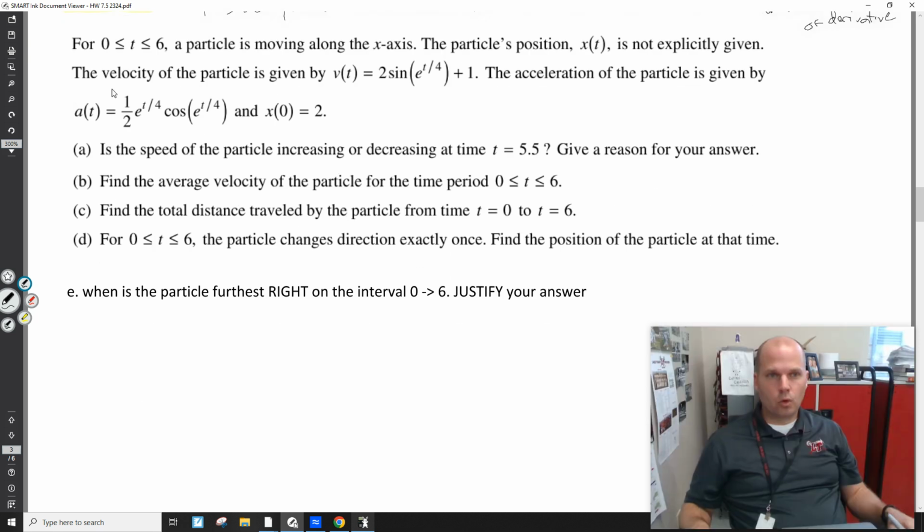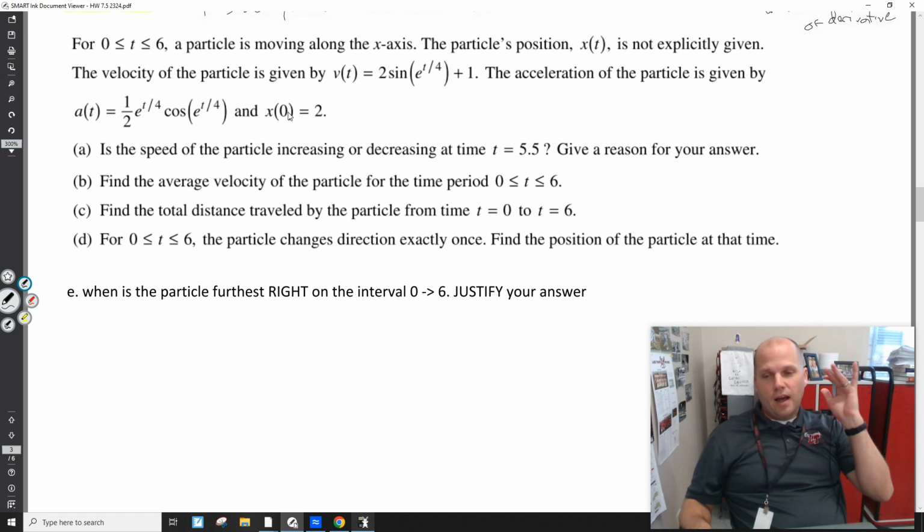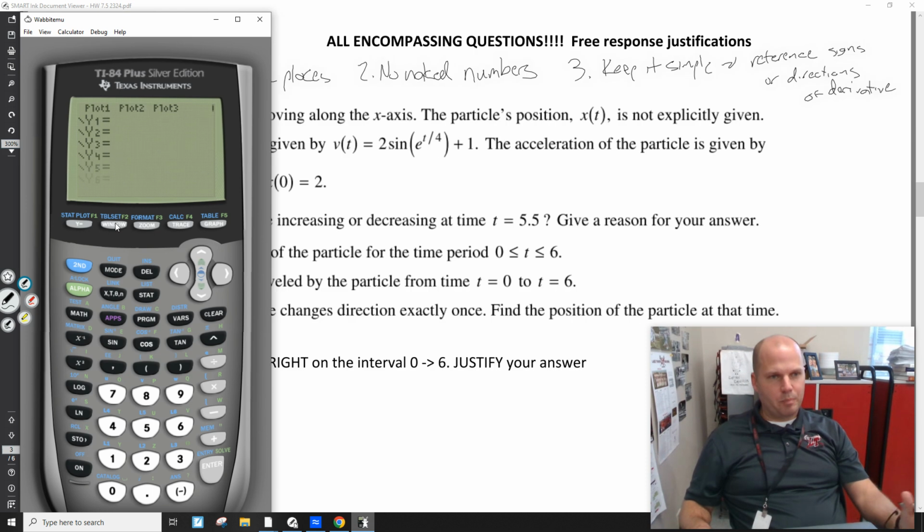Okay, we have interval 0 to 6. We have a position. We have a velocity. We get an equation for acceleration. We have a position at time 0 is 2. Whenever you have a calculator question, just like we've been doing on our quizzes, the best thing to do is start by graphing your velocity.